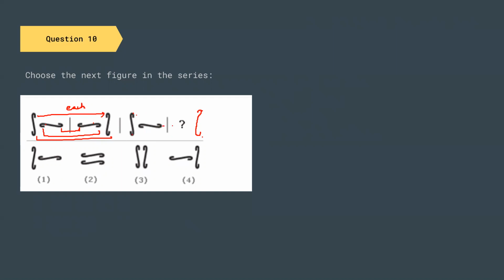Now, they will have the same face. So this will be like this, and this will be opposite. So this will be like this. So this will be joined. So the final result will be a pattern like this. And out of the given options, only the fourth option seems to be the correct one, and everything else will be eliminated.